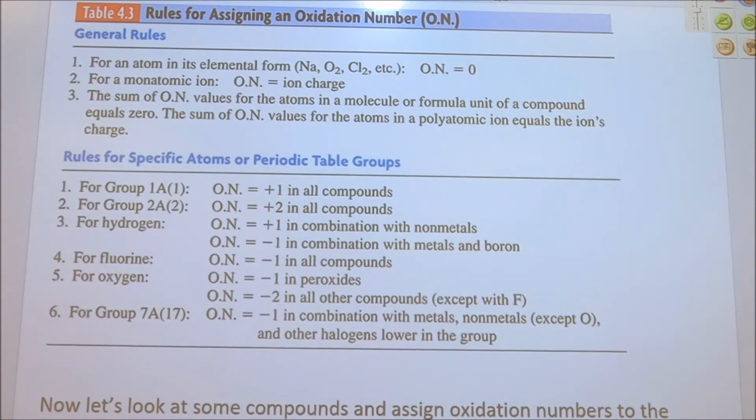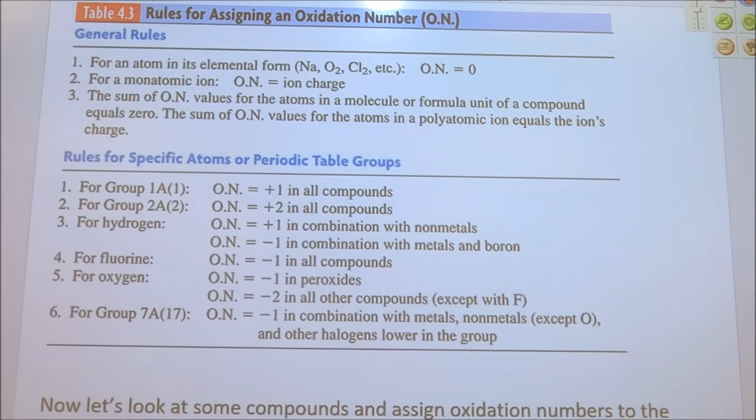For an atom in its elemental form, sodium, oxygen, chlorine, a pure element, the oxidation number is always 0. For a monatomic ion, the oxidation number always equals the charge of the ion. The sum of the oxidation number values for the atoms in a molecule or a formula unit of a compound always has to add up to 0. The sum of the oxidation number values for atoms in a polyatomic ion has to sum up to the charge on the ion. So if I have a nitrate ion, which has a charge of -1, the sum of the oxidation numbers for the oxygens and nitrogen in the nitrate ion has to add up to -1.